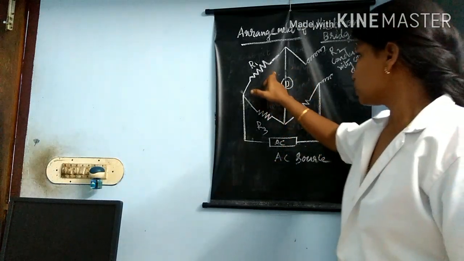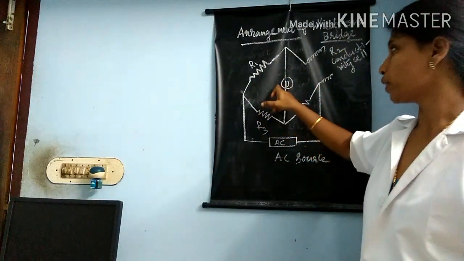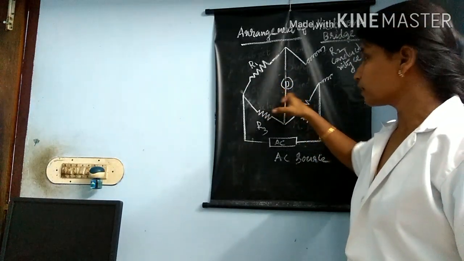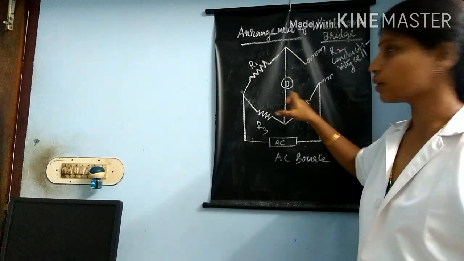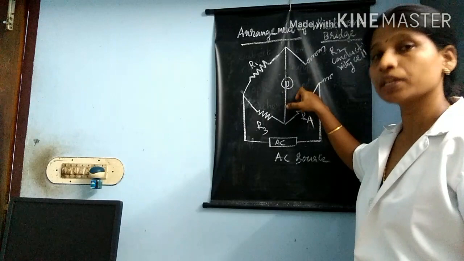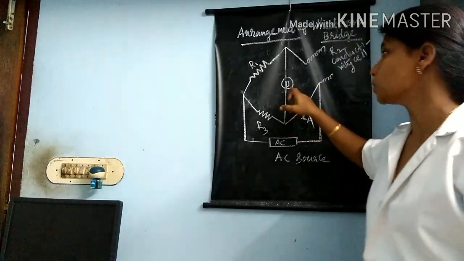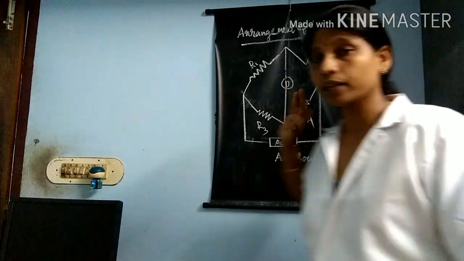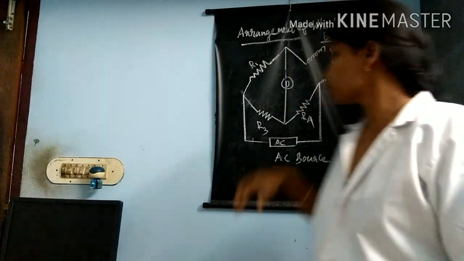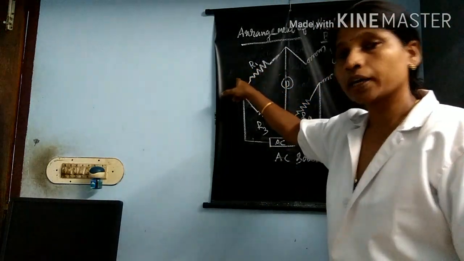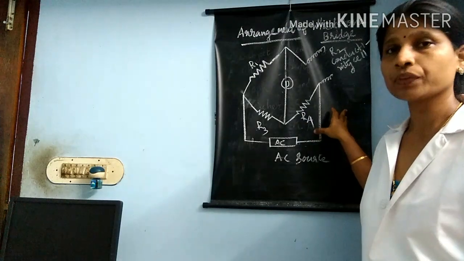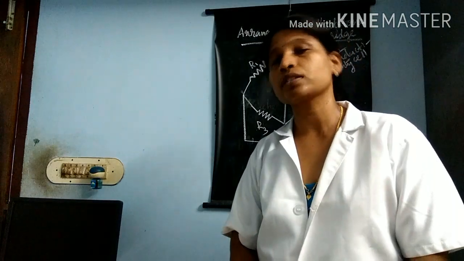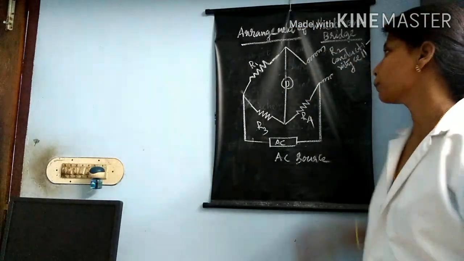Therefore, at a particular stage, the detector connected in this Wheatstone bridge shows a null point. At that particular condition, R1 by R2 is equal to R3 by R4.